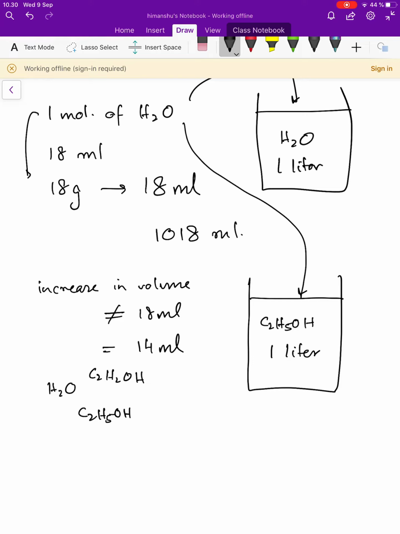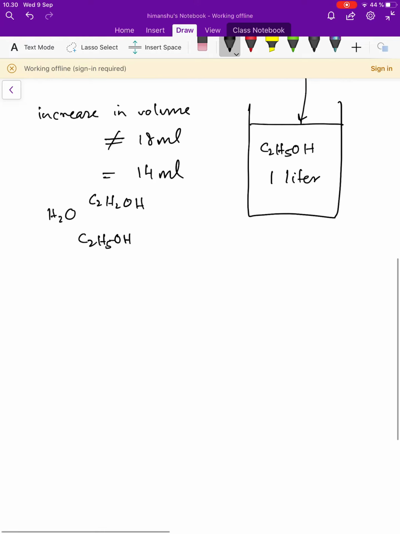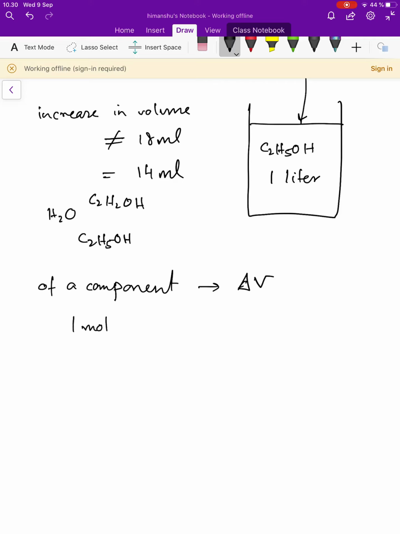So we will define a quantity called the partial molar volume. The partial molar volume of a component in a mixture is the change in volume that occurs when 1 mole of that component is added to the mixture. The most important thing to note is that the partial molar volume changes with composition. It is not a constant quantity.